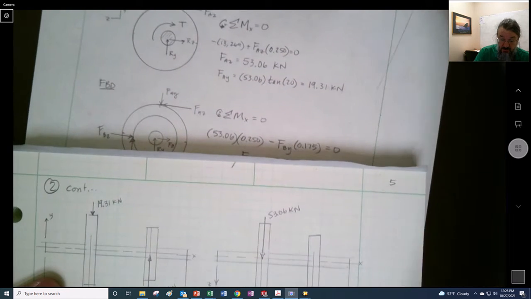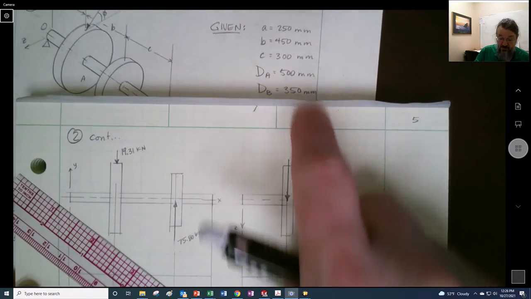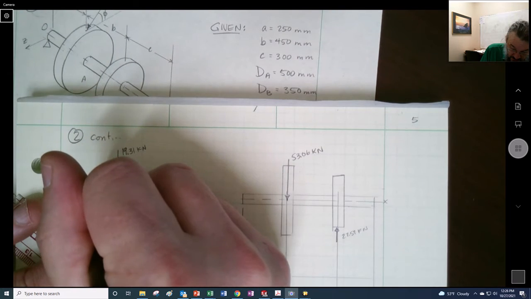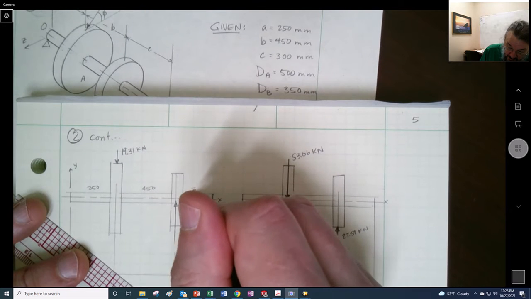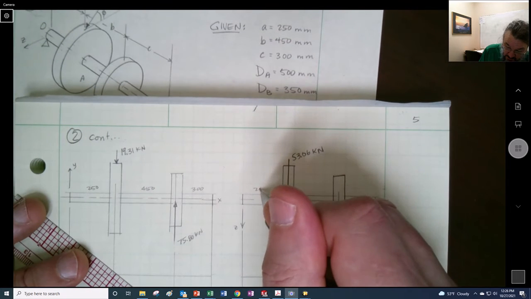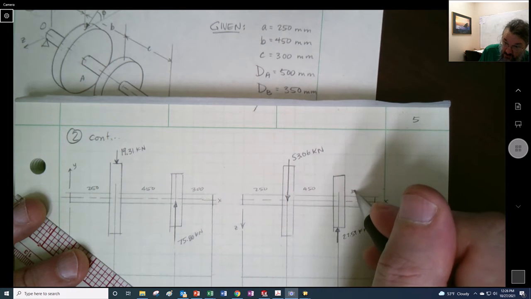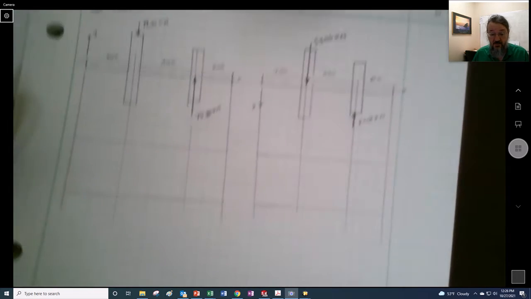And our dimensions, let's go back to the beginning. We had A, B, C. So we had 250, 450. So I got 250 here, 450 here, and 300. So 250, 450, and 300. I have a department meeting soon, so I gotta move this thing along.